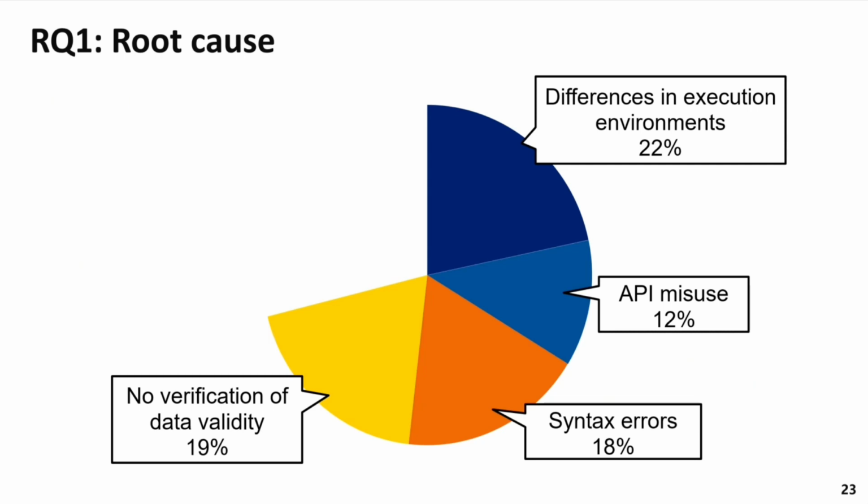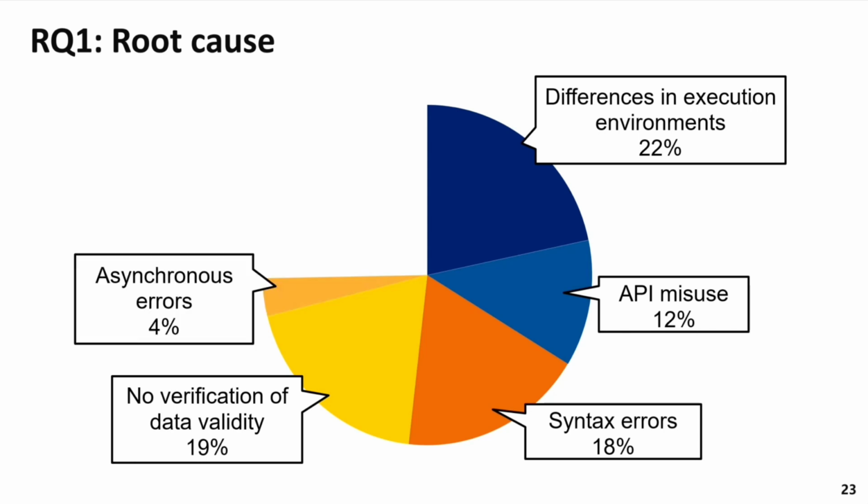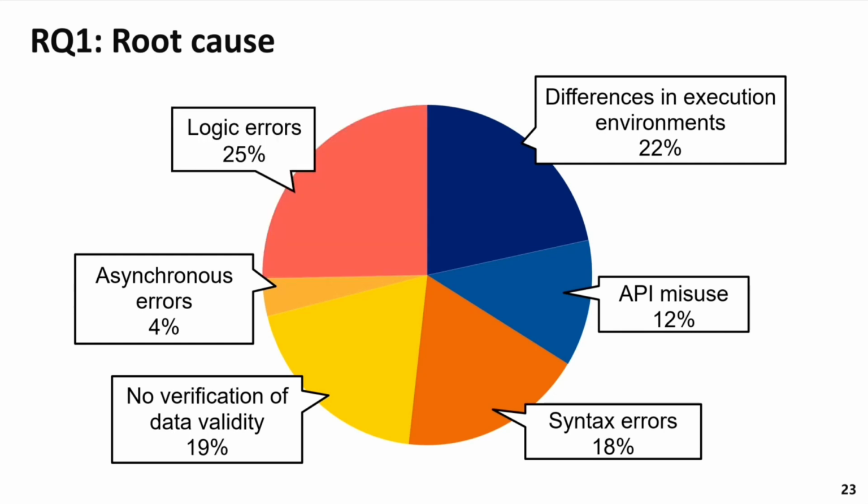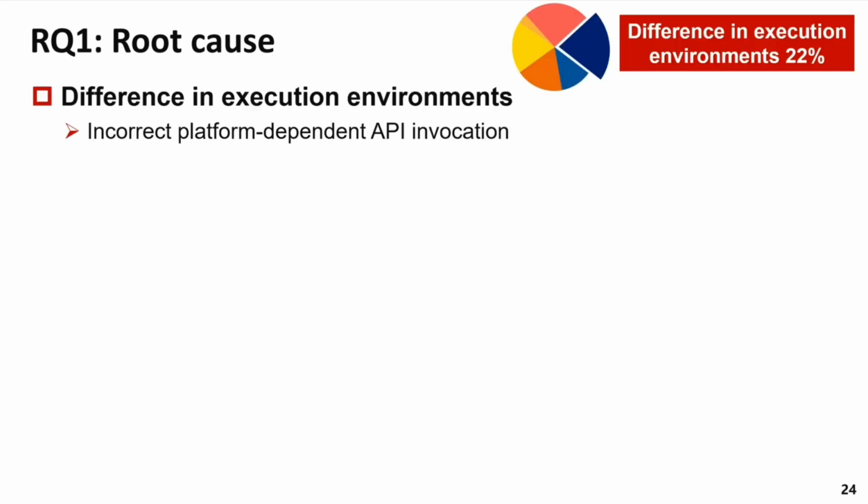Developers often assume that the data obtained from external requests meets their expectations and forget to check the validity. Asynchronous errors can also happen due to the asynchronous and event-driven mechanism. Bugs that we cannot classify into the above 5 types, we group into logic errors.